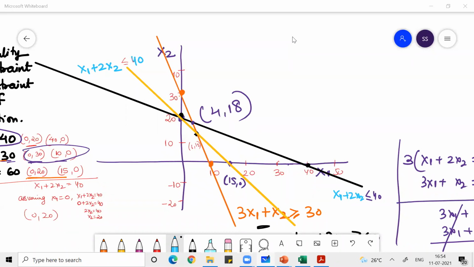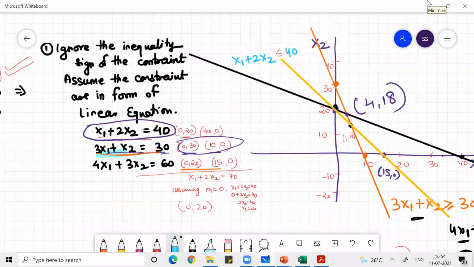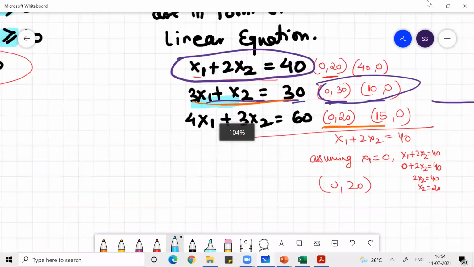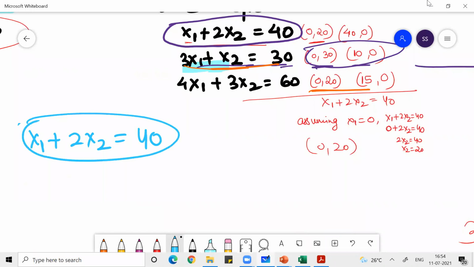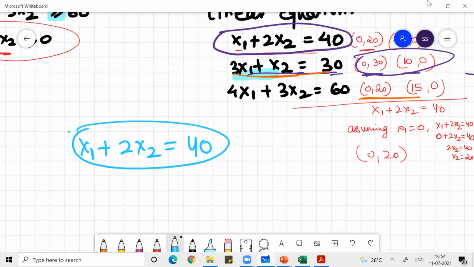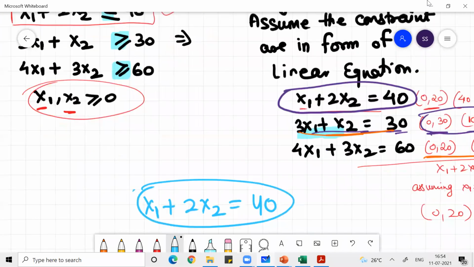Sir, how did you get 0, 20, 40, 0, 0, 30? Okay, I'll do that. See this, madam. If you have the equation x1 plus 2x2 is equal to 40, you understood why I wrote it like this? Yes, sir. So I assumed the inequality as an equality, and then I wrote this.